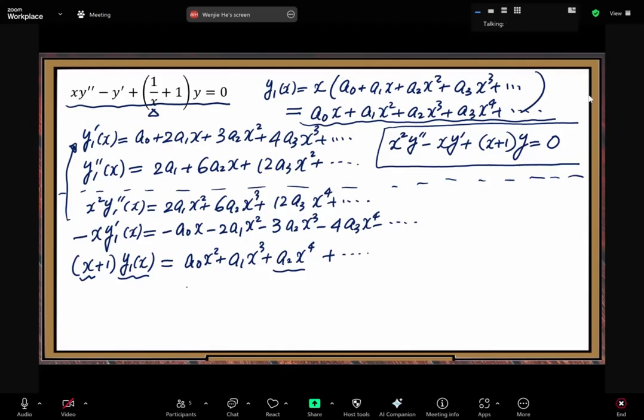Then just copy the y1: a0 x plus a1 x squared plus a2 x cubed plus a3 x to the fourth. All right, now adding together.